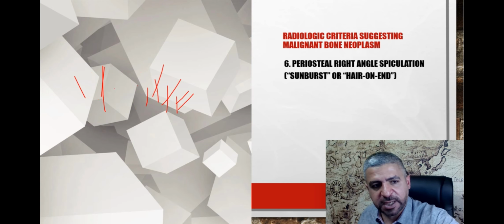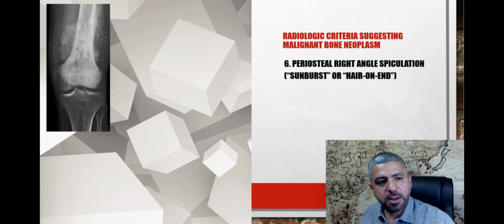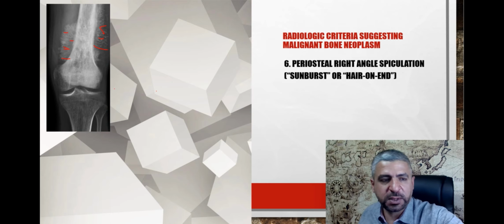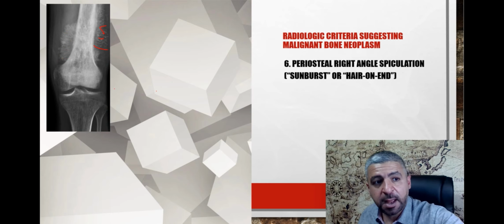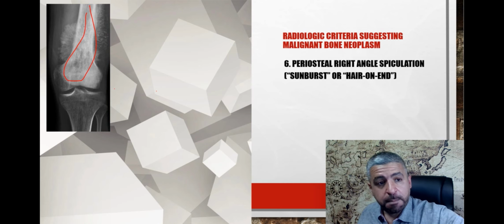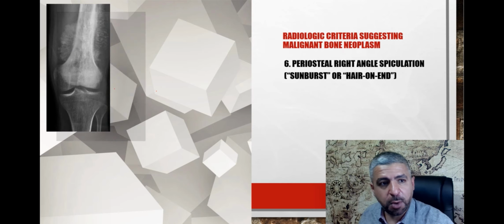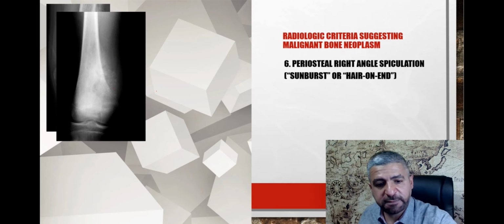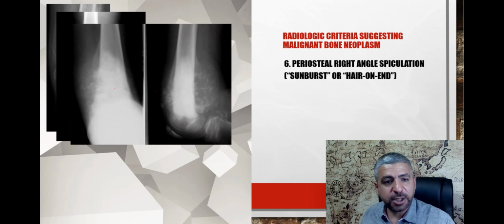And we will see a lot of examples of that. For example, here you can see this is a very typical hair on end appearance here and there, or what we call a sunburst appearance, and it is a very aggressive pattern of periosteal reaction. Of course, you have to comment also on the permeative pattern of bone destruction and the cortical irregularities. All of these features are suggestive of a malignant bone lesion. Again, you can see here, it's faint, but is there a malignant pattern of sunburst or hair on end appearance of periosteal reaction?